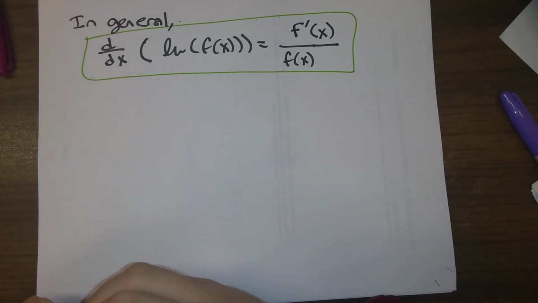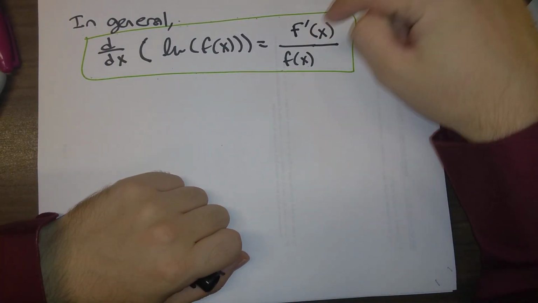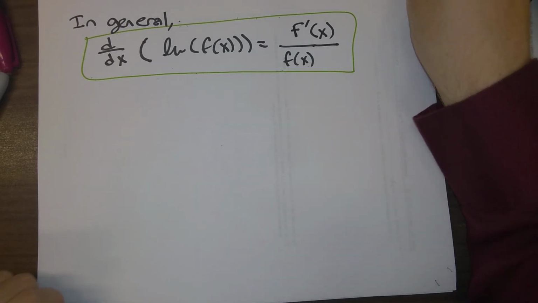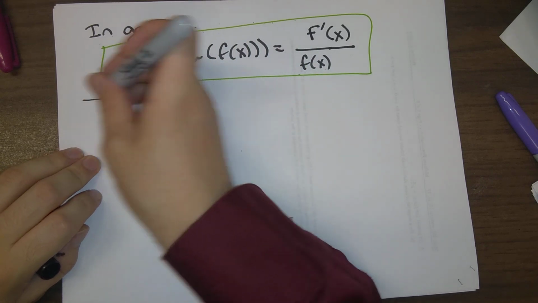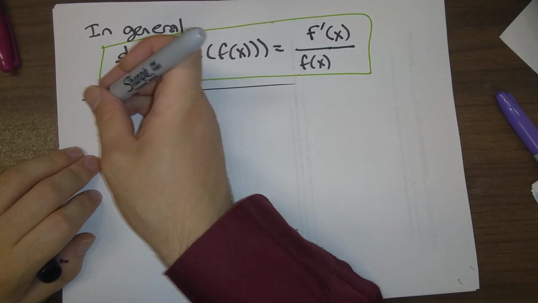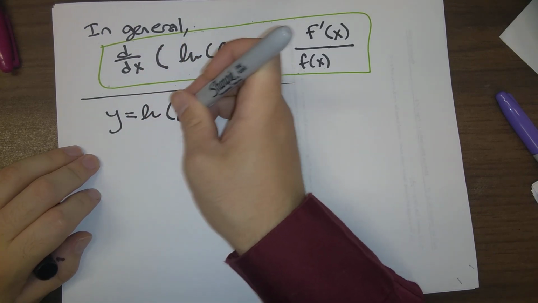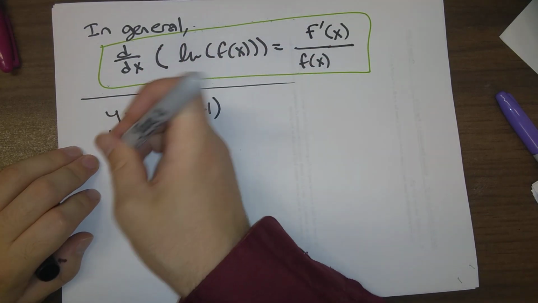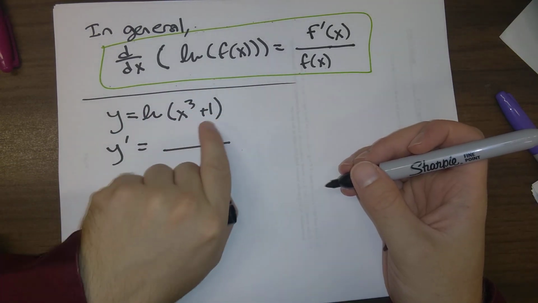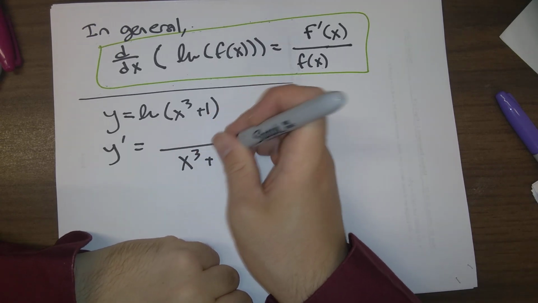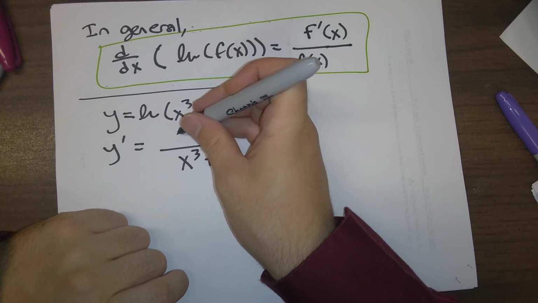So in general, the derivative with respect to x of log of f of x is the derivative of the inside function divided by that function itself. So we can do things like, let's do some examples here. If y is equal to natural log of x cubed plus 1, y prime is, so our denominator is going to be the inside function left alone, and the numerator is going to be the derivative of the inside function.